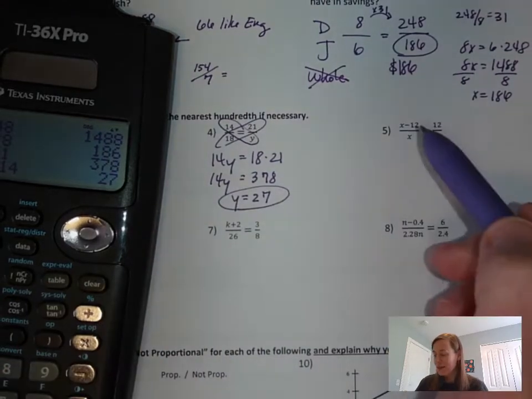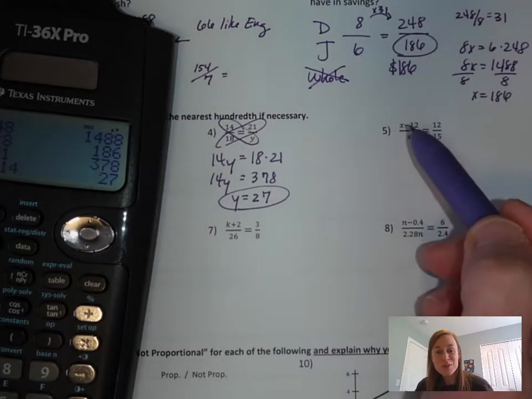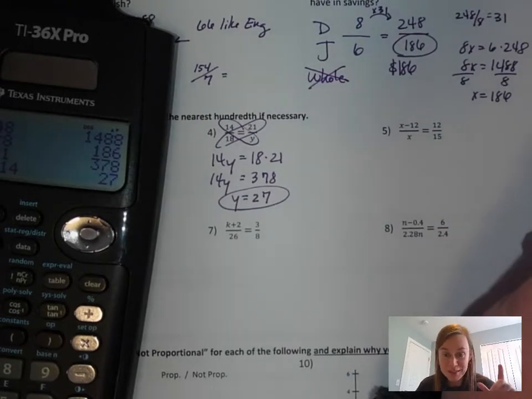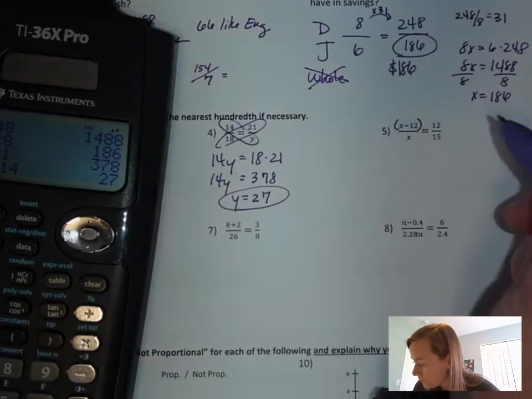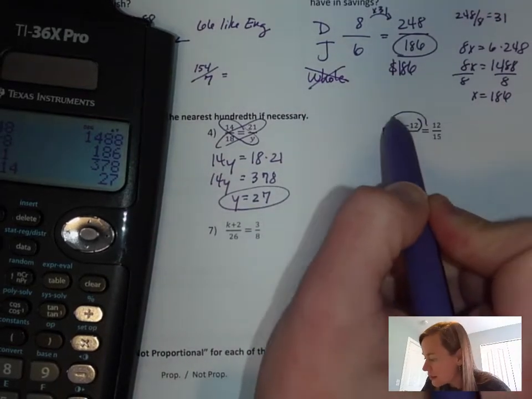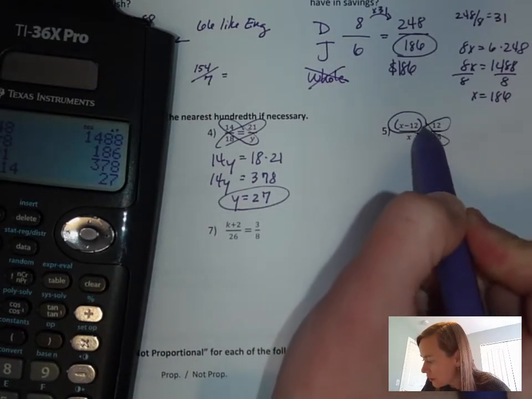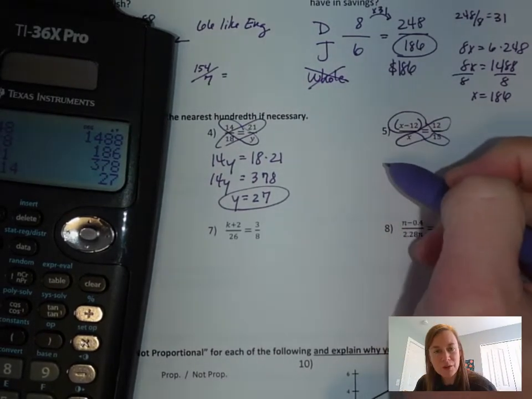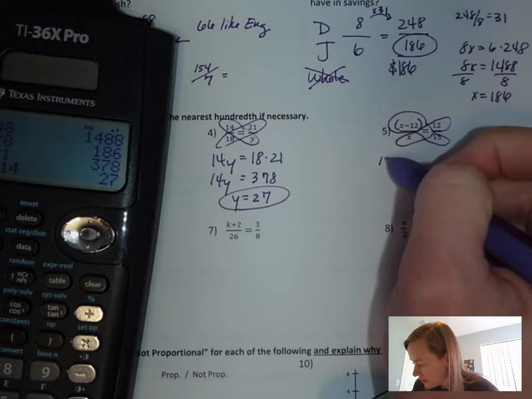Okay, now here we have a binomial, and if you remember, the first step when you have one of these binomials in your proportion is to put those parentheses around it. So let's do that. And now we're going to cross multiply. So you can draw your little butterfly wings. And you've got x times 12. Well, we're going to write that as 12x. That's just how we do it.